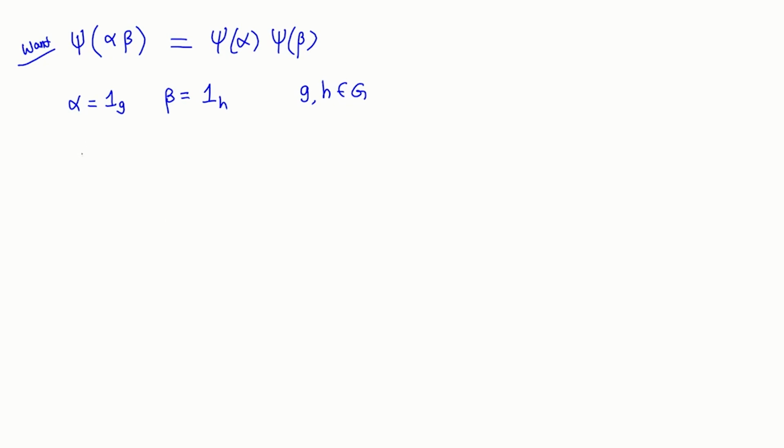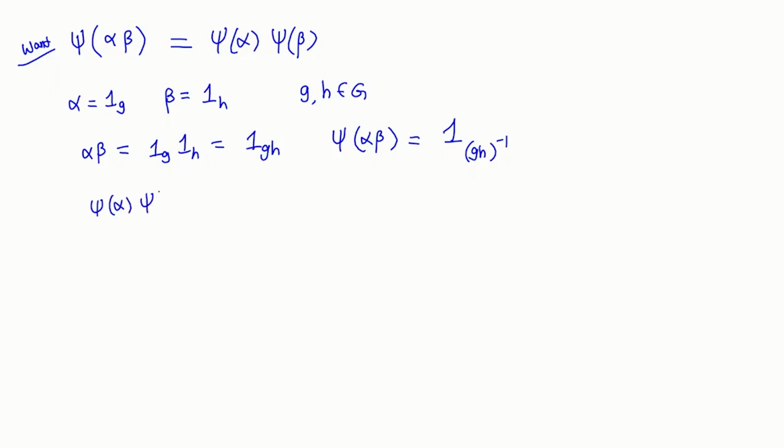When I compute psi on alpha beta, first alpha beta becomes 1_g times 1_h, which by definition is 1_gh, and therefore psi acting on this element by definition is just 1_(gh)^-1. This is how psi acts. Now on the other hand, let's compute psi alpha psi beta, remembering that we are doing this multiplication inside kG op. So maybe I'll put that funny symbol for multiplication to remind us that we are actually in the ring kG op.